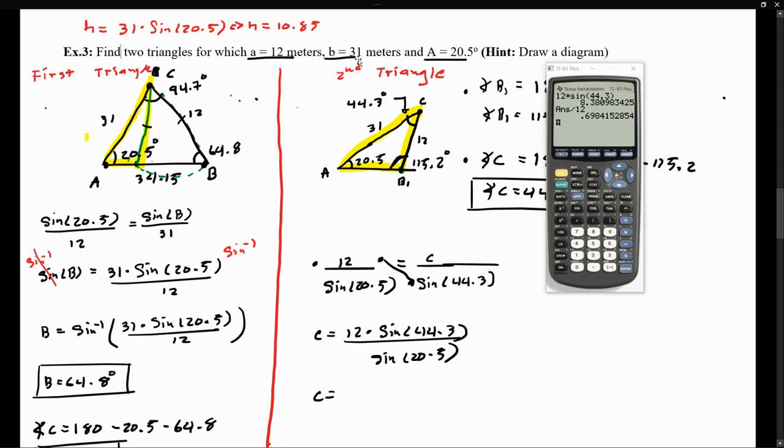So let's actually find the true value for C now. 12 times the sine of 44.3, over the sine of 20.5. And now we have a measurement for line C, which is 23.93.